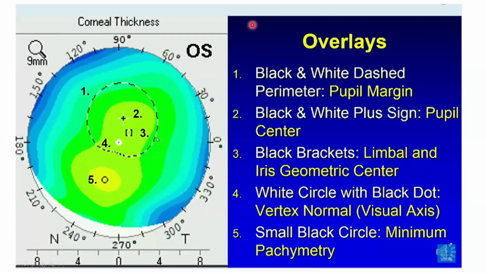So these are a few overlays that we need to know for the maps, which I'm going to tell you later. The black and white dashed perimeter denotes the pupil margin. The black and white plus sign denotes the pupil center. The black brackets indicate the limbal center. The white circle with a black dot indicates the corneal vertex or the visual axis, and the small black circle indicates the minimum pachymetry point.